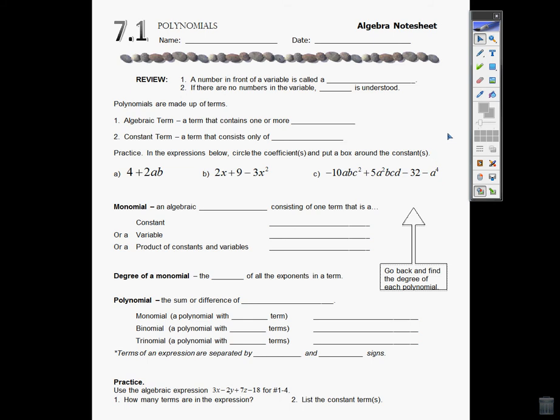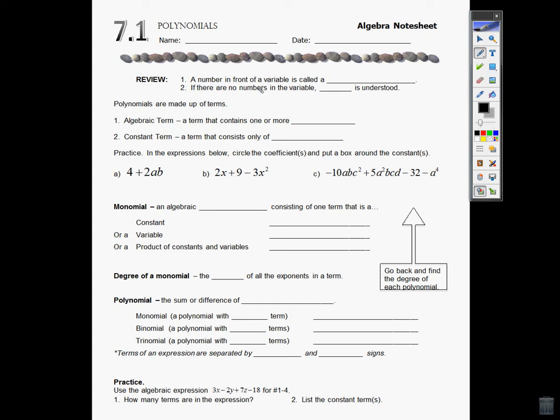Hello everybody, we are back with 7.1. Today we're going to be talking about polynomials, which will be super fun. Before we start with polynomials, we need to start talking about monomials. And before we talk about monomials, we need to make sure that we have all of our vocabulary down for what we're about to start discussing.